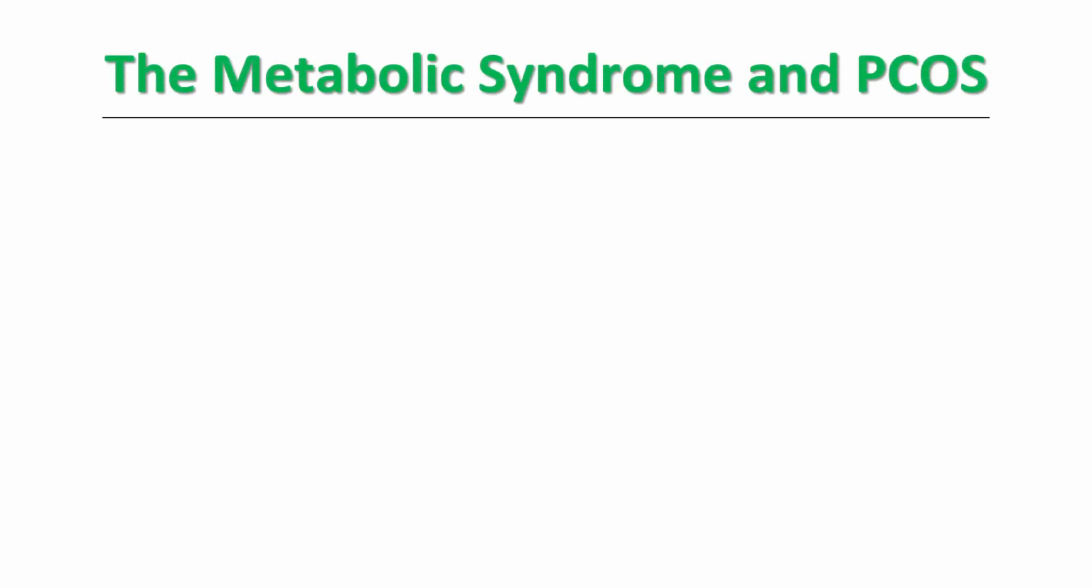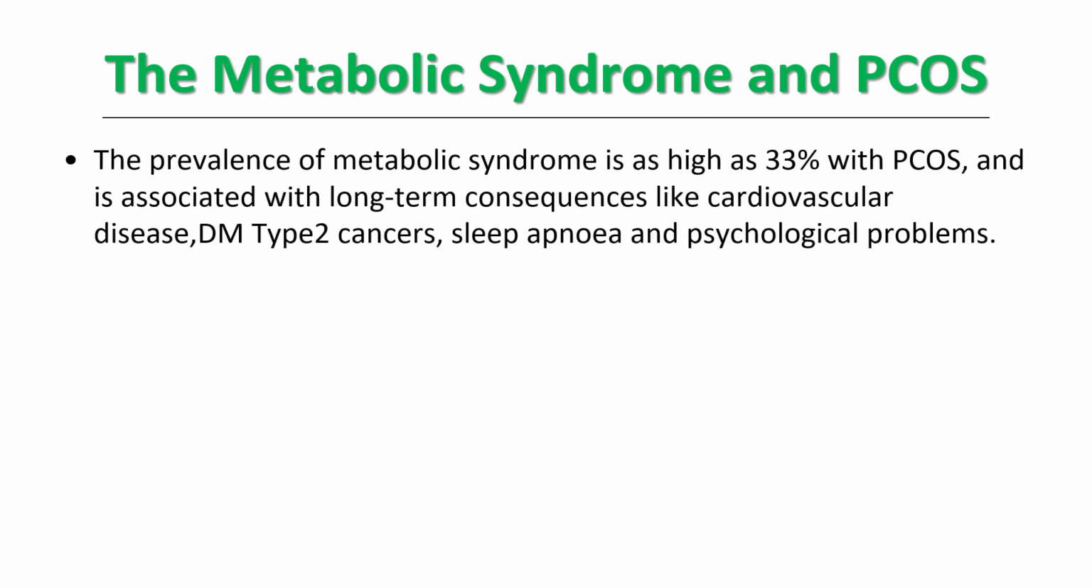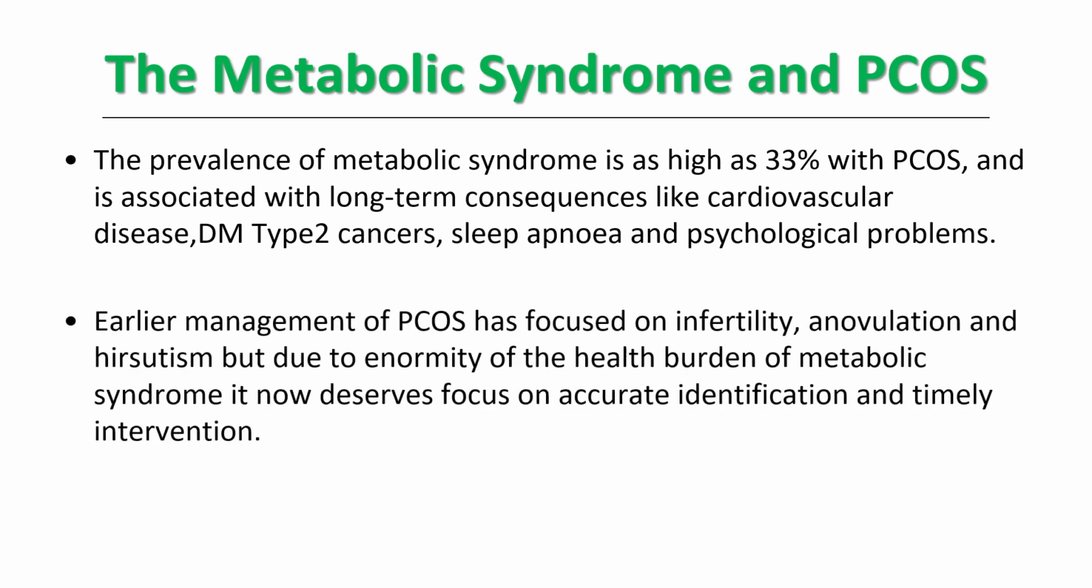Now we'll come to the serious picture which I mentioned in the beginning of the video, the metabolic syndrome and PCOS correlation. The prevalence of metabolic syndrome is as high as 33%, that is almost 1/3 of patients with PCOS, and it is associated with long-term consequences like cardiovascular disease, diabetes mellitus type 2, some of the cancers, sleep apnea syndrome, and psychological problems. Earlier management of PCOS has focused on infertility, anovulation, and hirsutism.